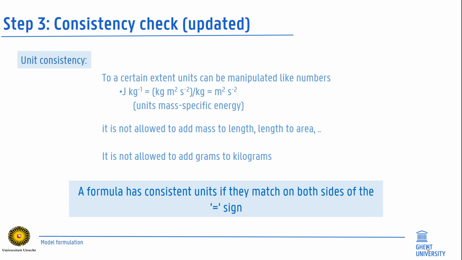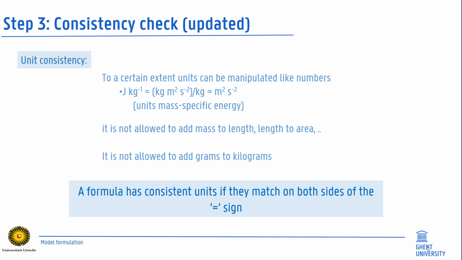This means that in order to check whether units match on both sides of the equation, they can be manipulated as we do with numbers. For instance, Joule per kilogram can be transformed into squared meters per square second. Of course, remember you cannot add different units. Adding mass to length or even grams to kilograms is just impossible.